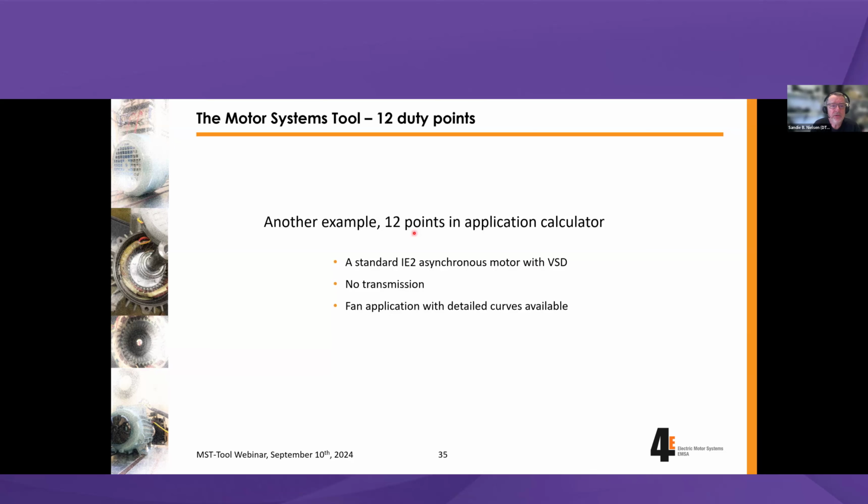The next thing I want to show you, the last thing in this case, is an interpolation exercise where you have access to an entire fan curve, and you deduct 12 points from that. Again, we have a standard IE2 asynchronous motor. This time we have a VSD included because we want to change the speed of the application. I don't have a transmission, which would make no sense when I have a VSD. And of course, it's a fan application with a fan of which I have a quite detailed curve available.